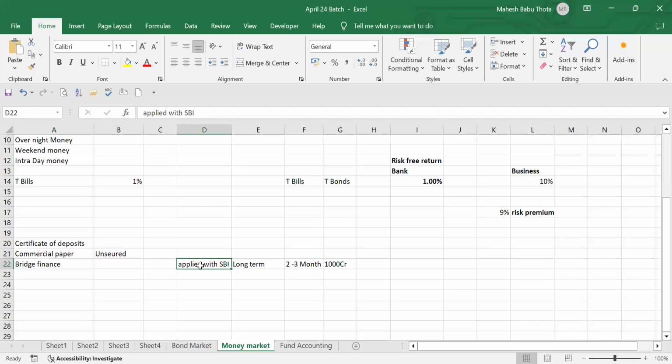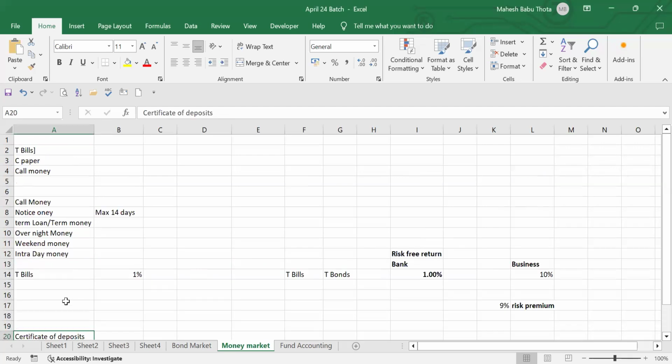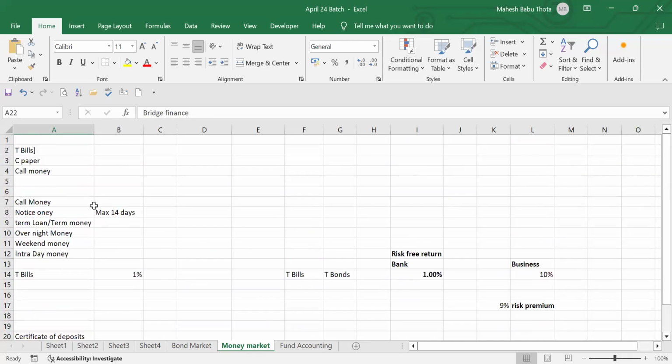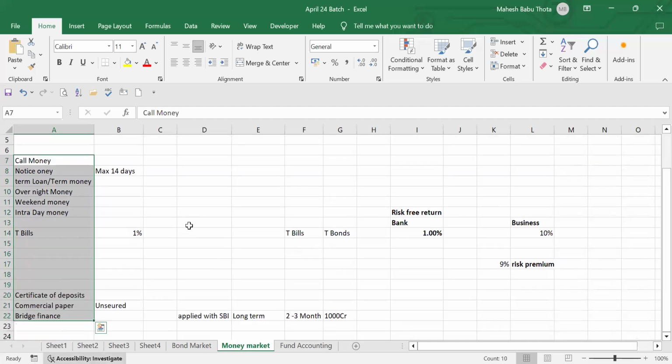I cannot stop my project. So to meet the short-term requirements, I got this cash requirement through these commercial papers. Once I received the entire large amount of loan, I'll repay these commercial papers. That is the major purpose of having these commercial papers. Everyone understood? This is all about money market instruments, guys. You have to remember treasury bills, commercial papers, the difference between these two, and bridge finance. You may get a question about bridge finance, call money. That's it.